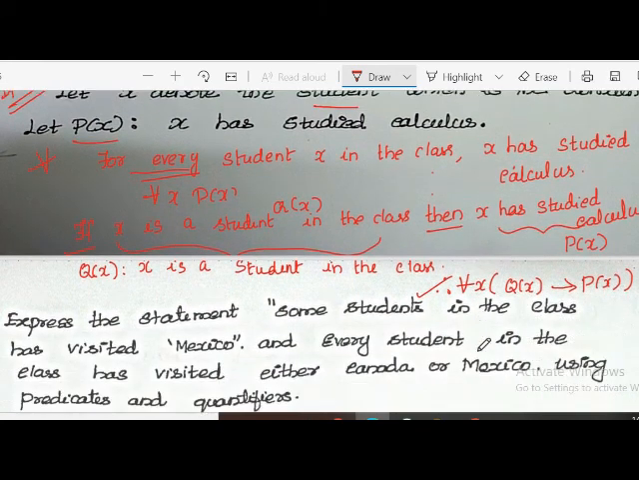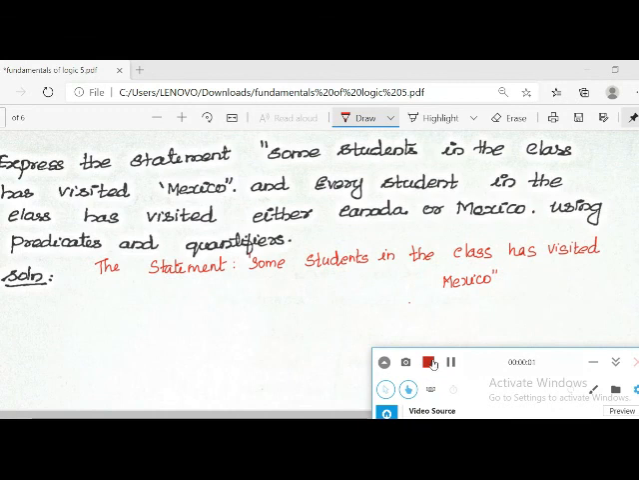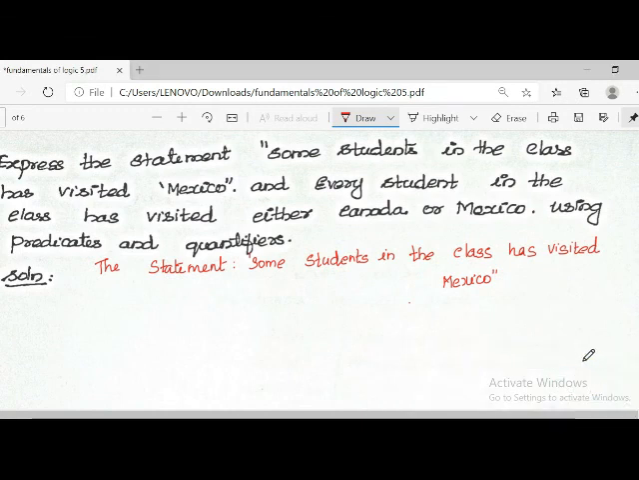Now we shall move on to the next question. Express the statement: some student in the class has visited Mexico, and every student in the class has visited either Canada or Mexico. Let us take the first statement. Some student in the class has visited Mexico. Some denotes the quantifier there exists. So I can rewrite the statement: there is a student in the class who has visited Mexico.